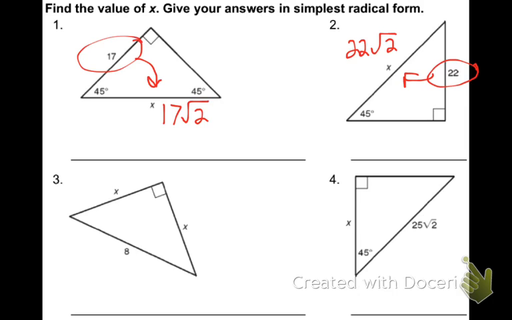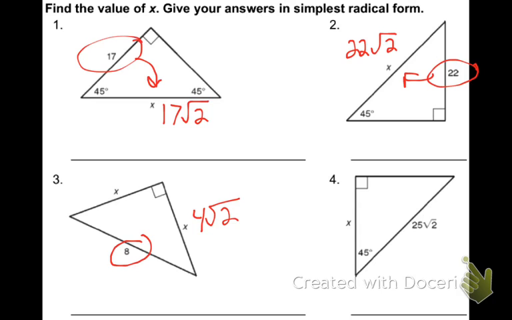All right, 3 is a tough one. Why is 3 a tough one? Because I don't have a square root of 2 with it. It's a 45-45-90 triangle because the legs are the same. Does everybody see that? The legs are the same. That's the isosceles theorem. So what am I going to do with 8 then? I'm going to divide by 2 and tack on the square root of 2, and I get 4 square root of 2.